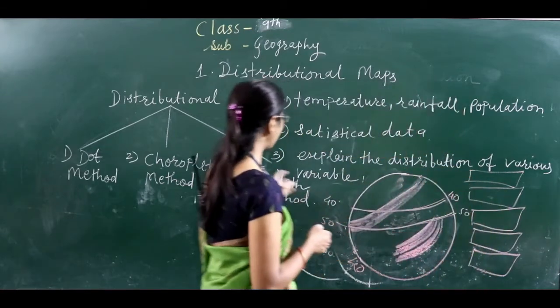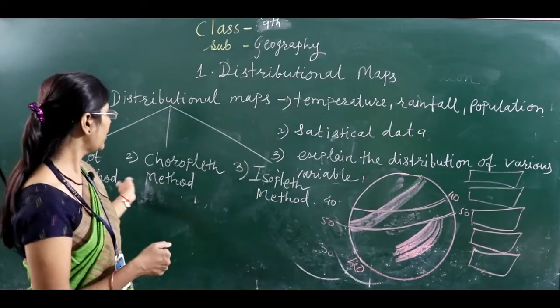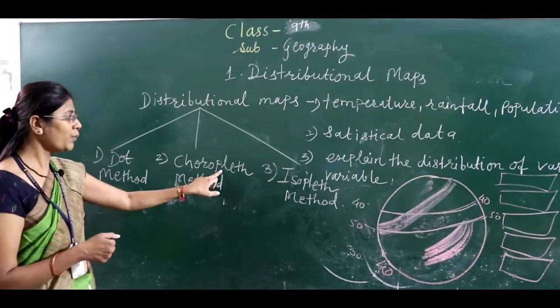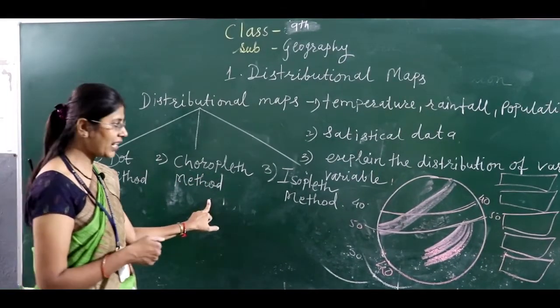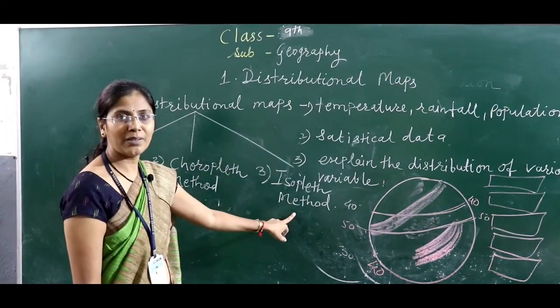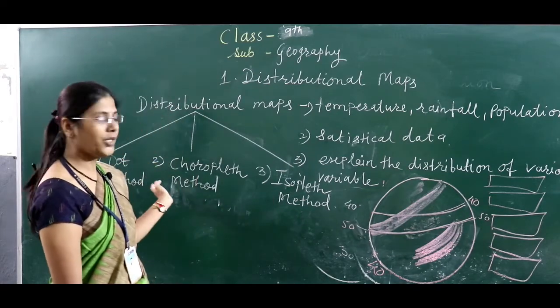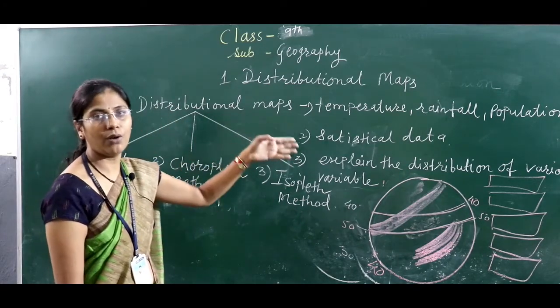So these are the three types: the dot method uses dots, the choropleth method uses shades, and the third one, the isopleth method, shows the isolines. So everyone understood about distributional maps.